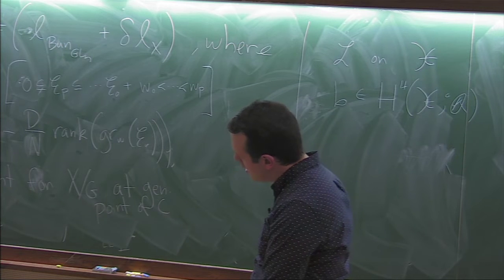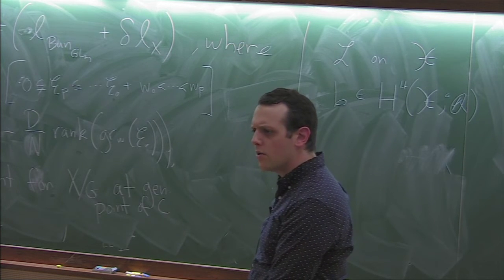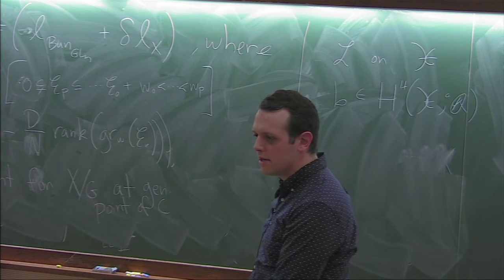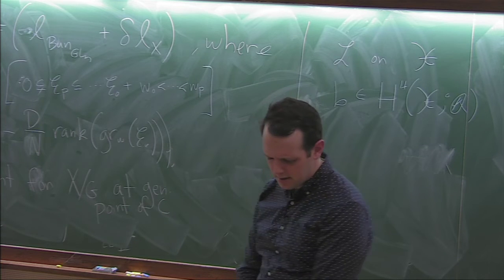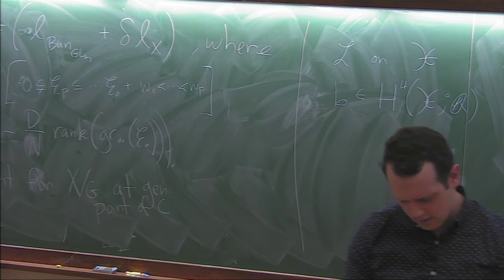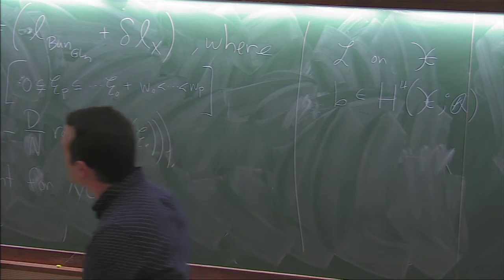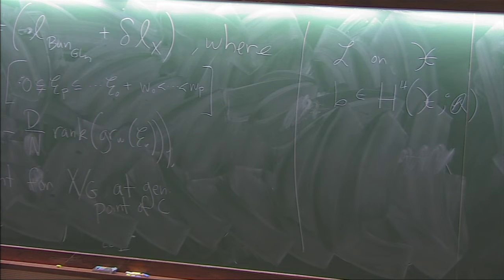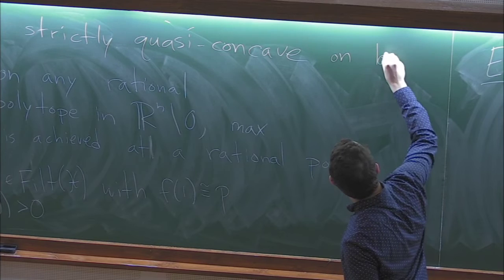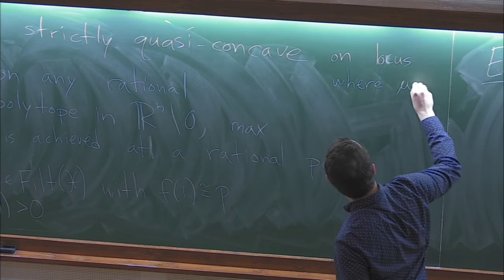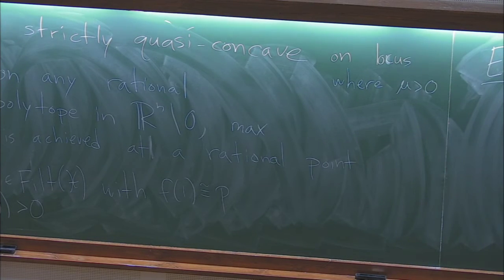There's no condition on the weights or something like that? No, I don't think so. Is there? I think maybe. Yeah. Sorry. It should be strictly quasi-concave on the locus where mu is bigger than 0. Okay.